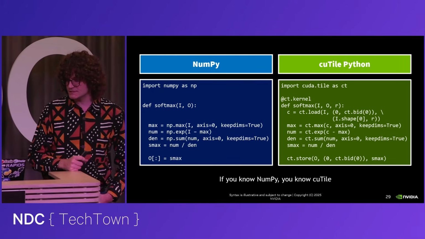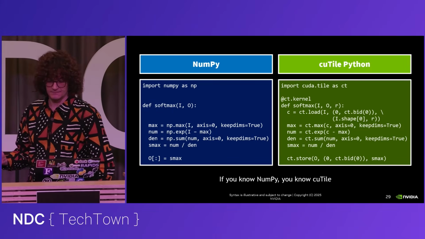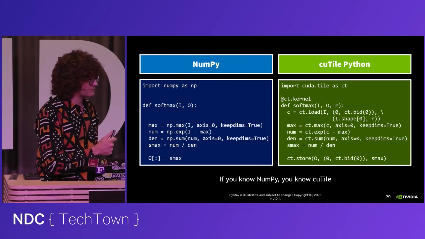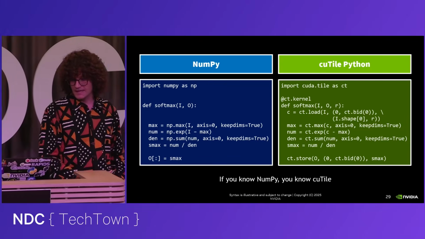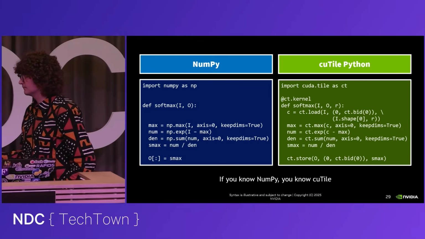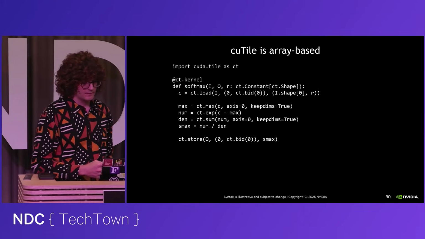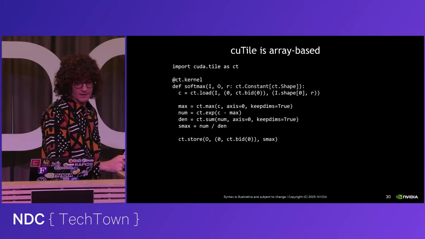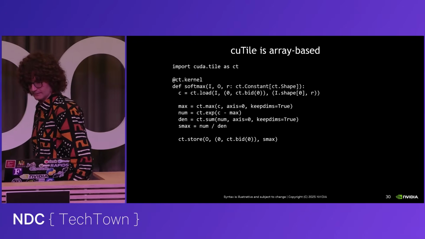So if you know how to use NumPy, you know how to use cuTile Python. So here is an example of softmax written on the left in straight NumPy and on the right in cuTile. cuTile is fundamentally array-based, similar to languages like APL.